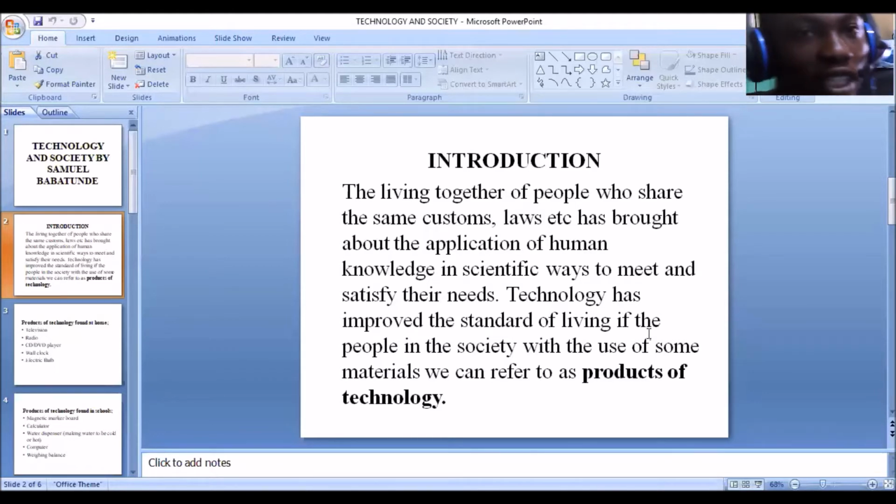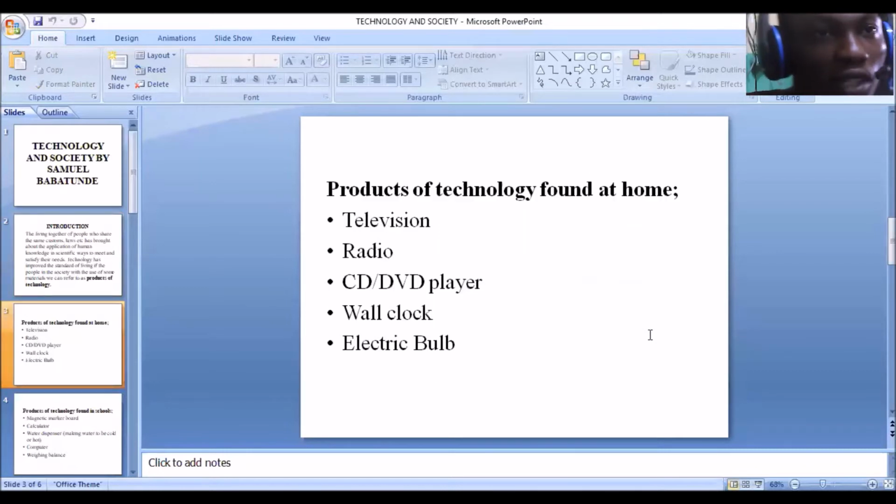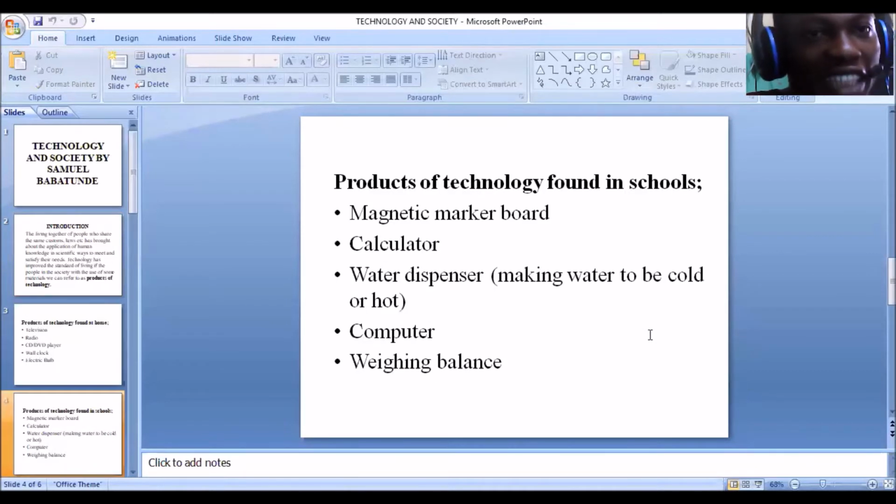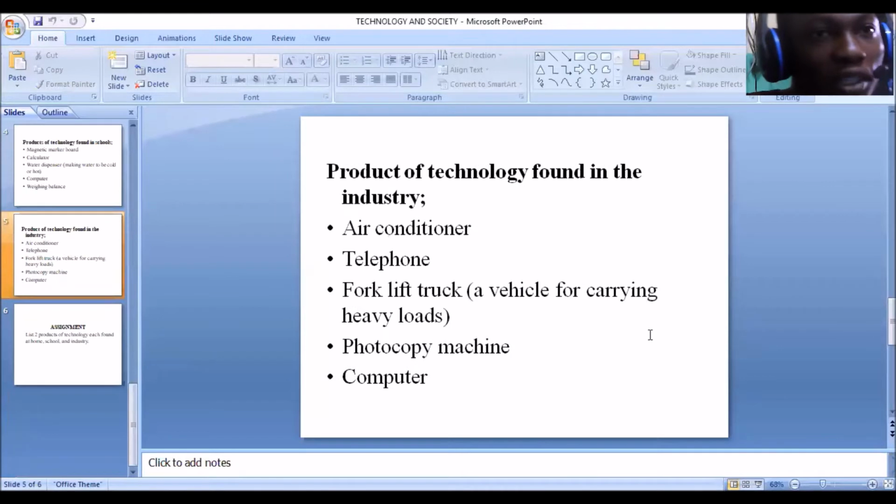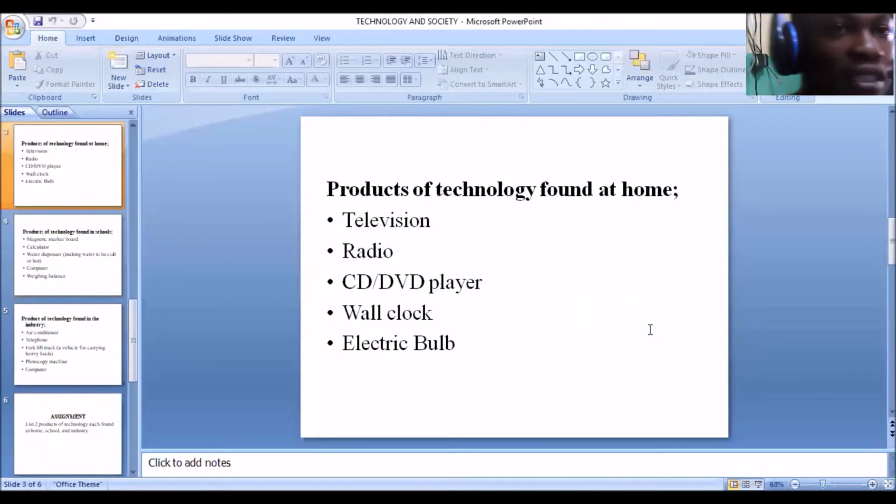So we are going to be looking at the products of technology in the home, in school, and in the industry, because these three places are very important in our day-to-day activities, in our daily life, everywhere in society. Your home is very important, the school is very important, and industries are very important. So we're going to look at the products of technology in these places.